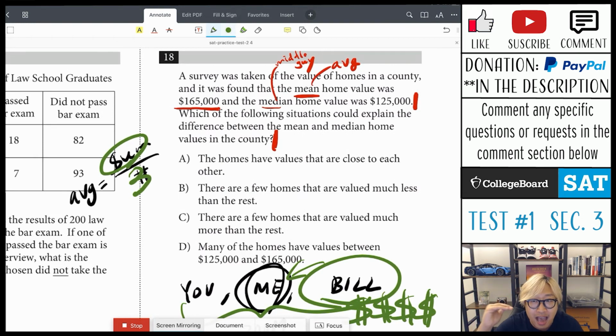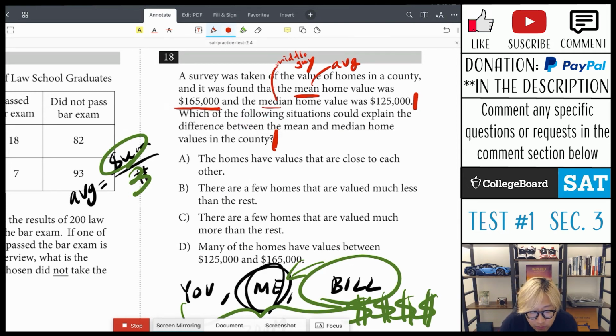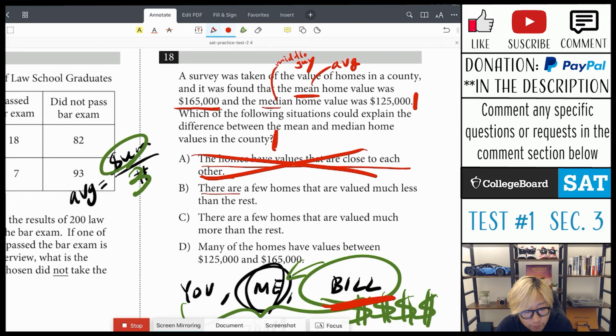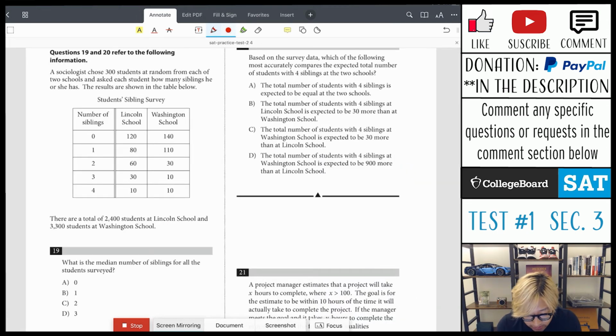The mean, the average value is very high compared to the median, the middle guy value. Meaning, the expensive ones maybe are just way too expensive. So I don't know, let's see. There are homes valued at close to each other? Definitely not. There are a few homes that are valued much less. No, it's the other way around. There are a few homes that are valued much more than the rest. Cut right here. And many of the homes between these two, absolutely not. C. Number 19. What is the median number of siblings for all students surveyed?